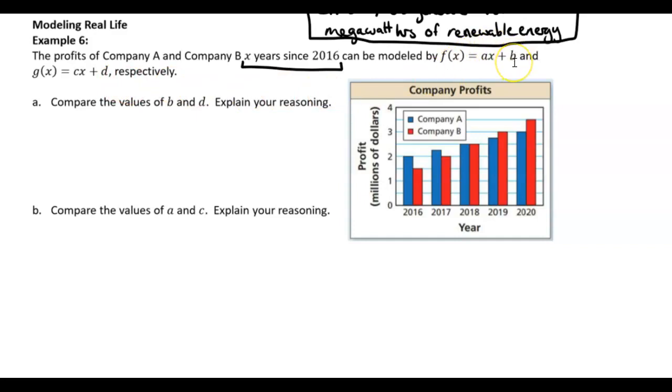b is the y-intercept or the initial value of Company A. d is the y-intercept or the initial value of Company B. So the initial value of Company A is the blue bar, and you can see it right here. In 2016, the blue bar is at 2. So the b value would be 2 because the company profits in 2016 were $2 million. That's what Company A started at. And then the d is the starting value in 2016 of Company B, which is the red bar, and that's at 1.5.